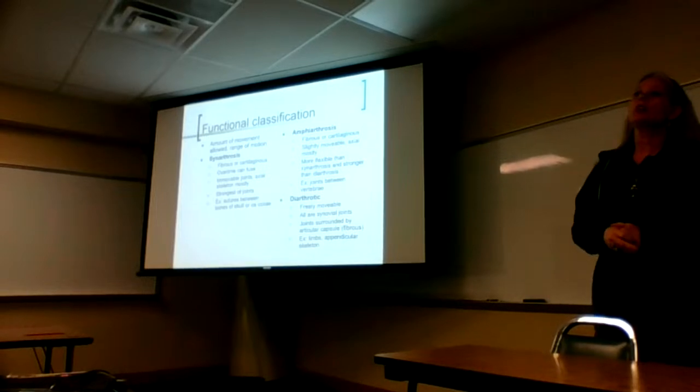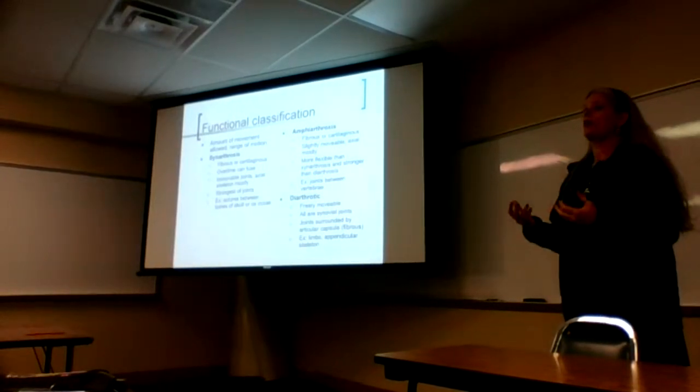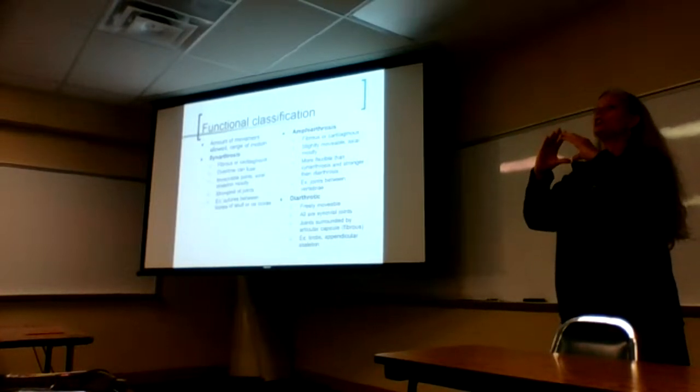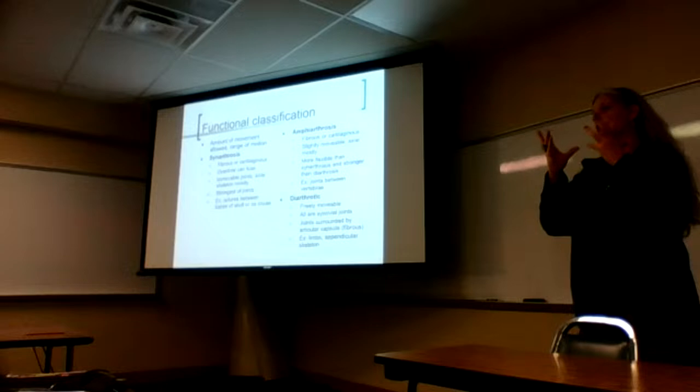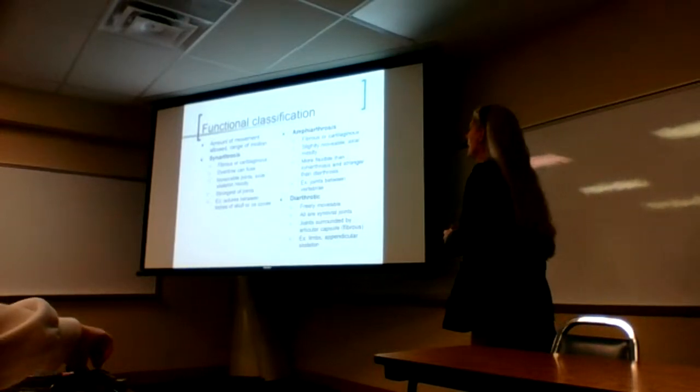Examples, the joints between the vertebrae, the intervertebral discs, are going to be amphiarthrotic. They squish a little. So if you pick up something heavy, they can squish to give us a little bit of flexibility. That was one of the questions on the bone bonus, if you did that one.